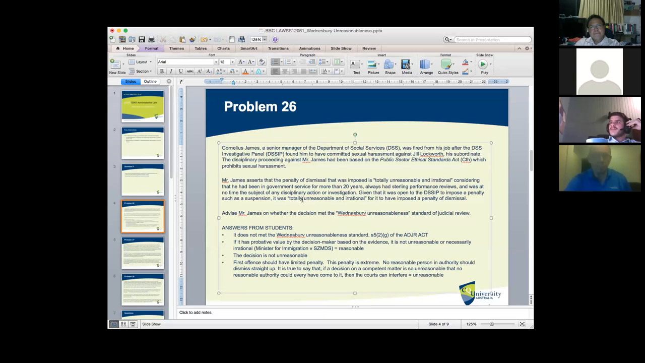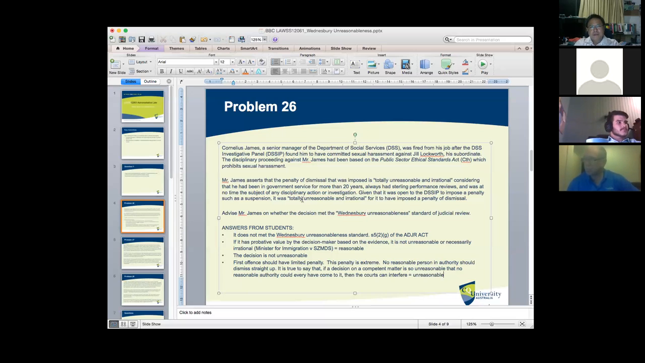And one of the things that resonated with me was a comment in one of the cases saying that Wednesbury unreasonable ground is confined to extreme cases involving demonstrably absurd decisions. So I feel like it would not be absurd for a man to get fired for having alleged sexual harassment proven against him.